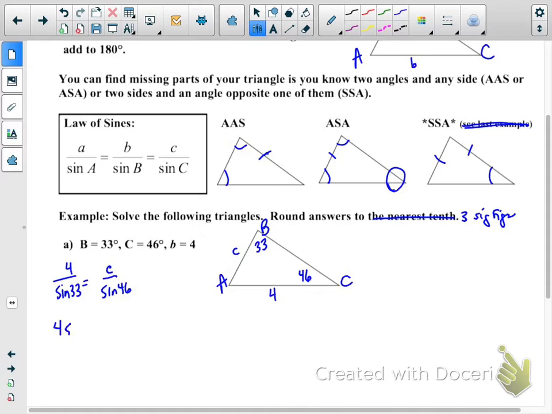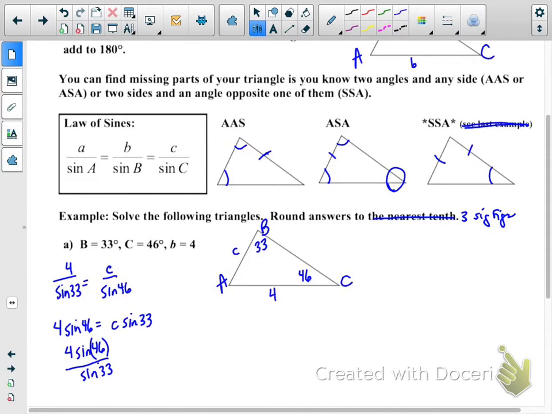Now, to solve this, we did something like this the other day. I'm going to cross multiply. So 4 sine of 46 is equal to C sine of 33. I always put my sides in front of my sine of an angle. That way it doesn't look like I'm doing, for example, over here, 464 degrees. I know that it's just a 46. I'm going to divide here to get the C by itself. So 4 sine of 46 over the sine of 33.